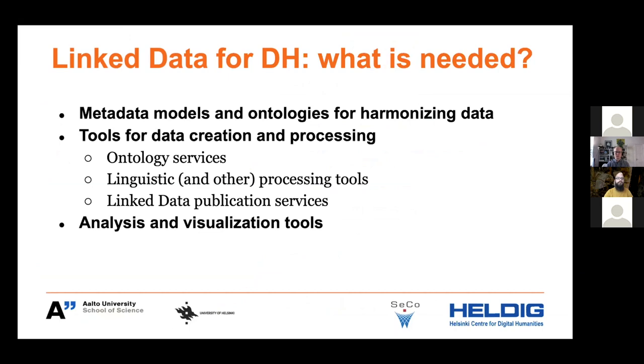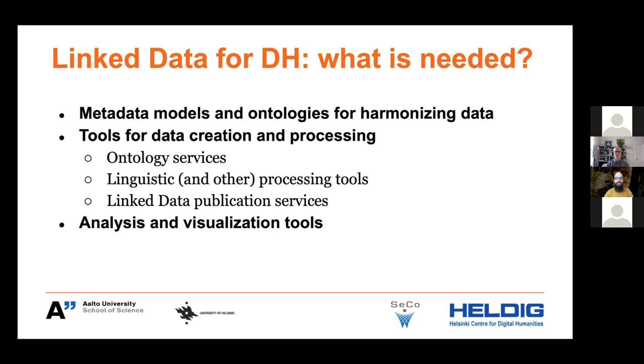The second point is different kinds of tools for creating this kind of data and also for processing. For example, if a researcher has access to some data set which is not in linked data format, he or she can do this kind of processing to enrich the data and create it in a more easily processable way. For this, we need ontology services on one hand, so how to publish and access these ontologies. Then we need linguistic and other kinds of processing tools, for example, how to extract information out of purely text content. And the third part in tools is linked data publication services. In order to access this data by other people, it has to be published somehow. And then perhaps the most interesting part from the research point of view is the actual analysis and visualization tools, which today we are presenting in the form of 10 different samples, actually.